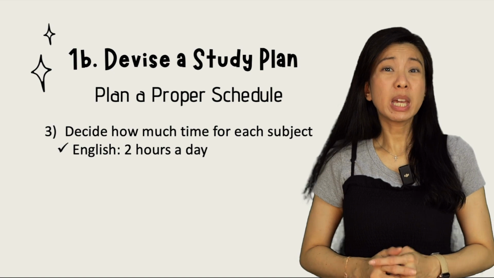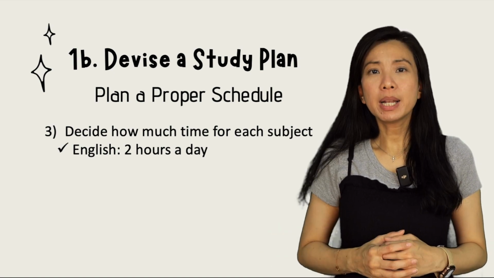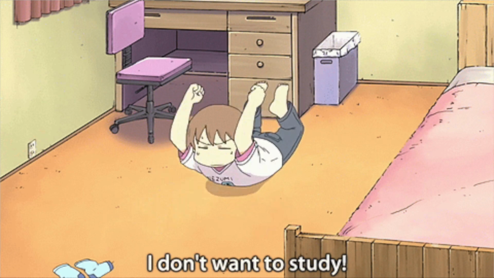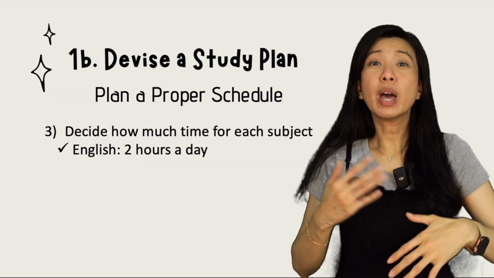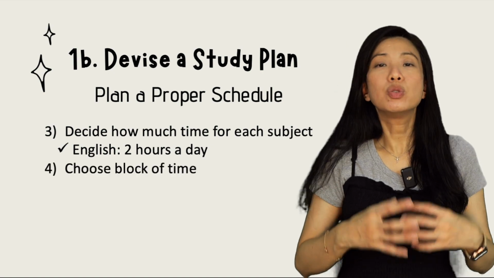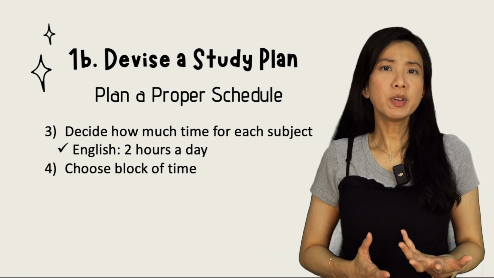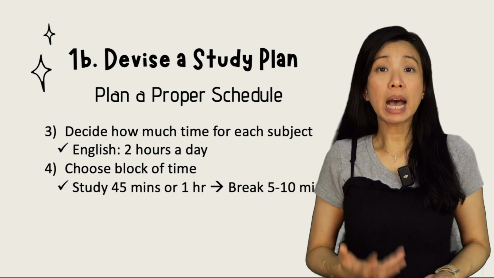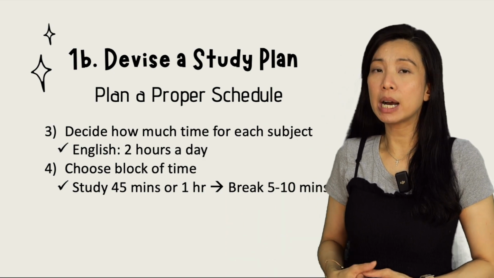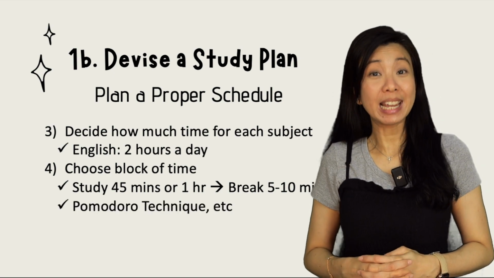Now for some of us, we can probably study for 2 hours straight, but not all of us can actually do that because it can be quite exhausting as well. We do need to take little brain breaks to help refresh and recharge us. So the next thing you can do is to choose a block of time. So maybe you can decide to study for 45 minutes to an hour and then take a 5 to 10 minute break and then continue again 45 minutes or an hour. Or you can use the Pomodoro technique as well.